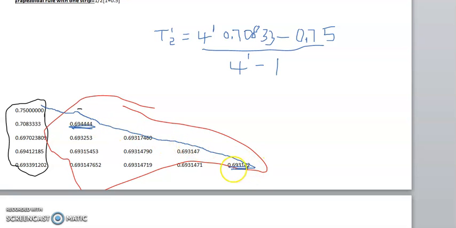It takes a triangular shape. Now that's the way to calculate the Romberg integration.